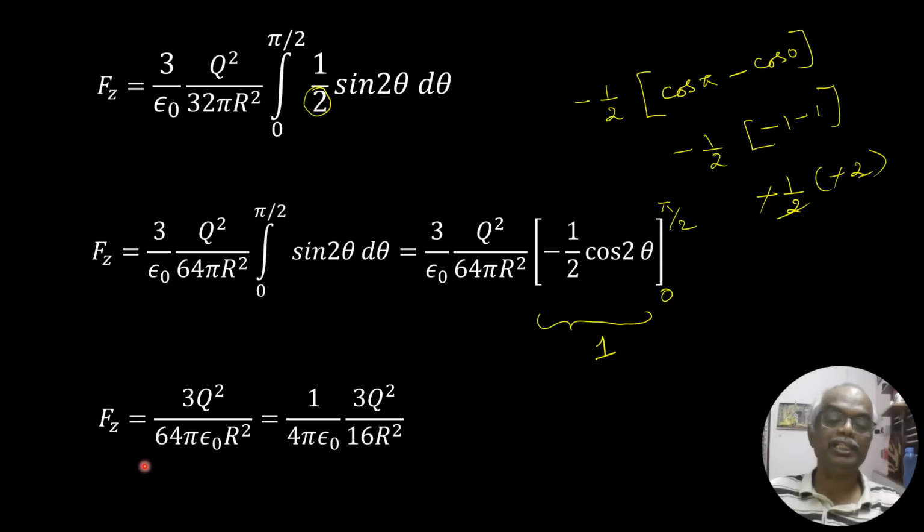Now the force along the z direction is equal to 3q squared over 64 pi epsilon naught R squared. This 64 can be written as 4 into 16. So we can rewrite this as 1 over 4 pi epsilon naught multiplied by 3q squared over 16 R squared. This is the force along the z direction.